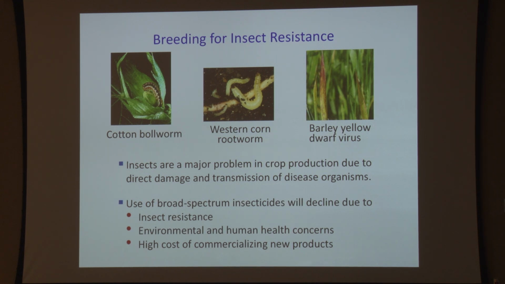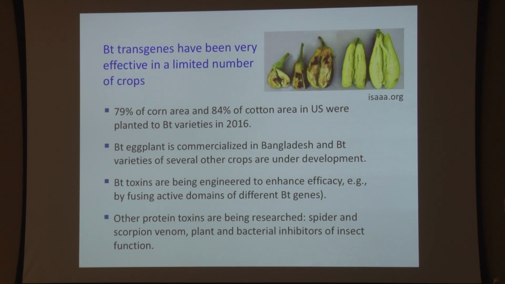The use of broad-spectrum insecticides is expected to decline because of resistance developing in insects, environmental and human health concerns, and the high cost of commercializing new products. And so there's a lot of emphasis continuing on developing resistance as an effective strategy.